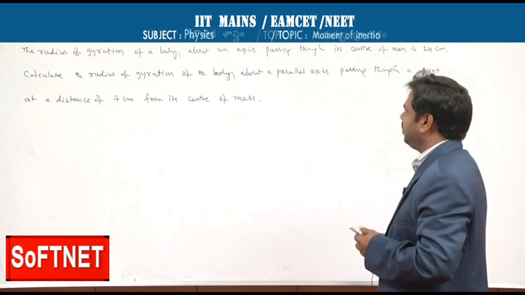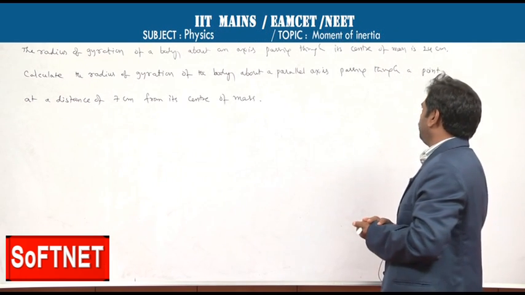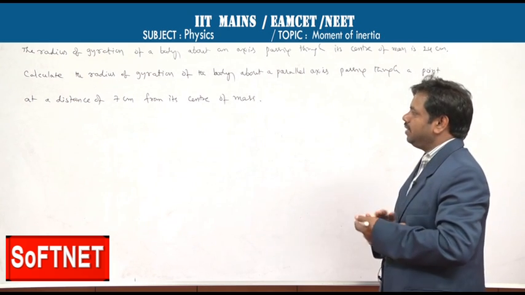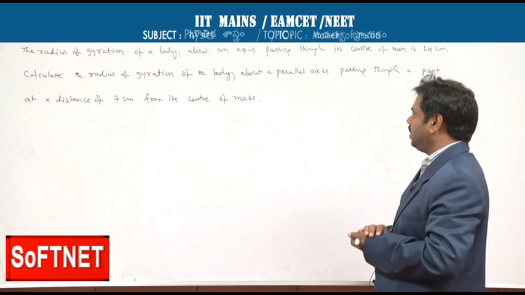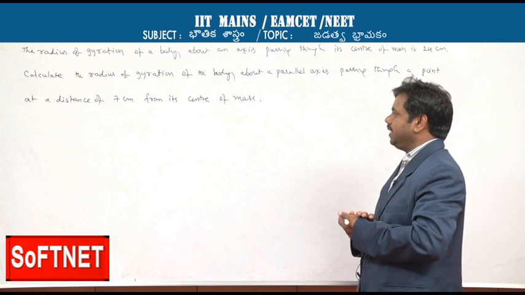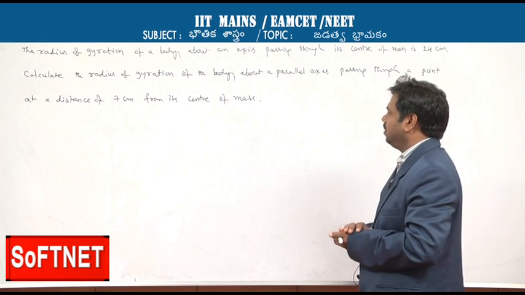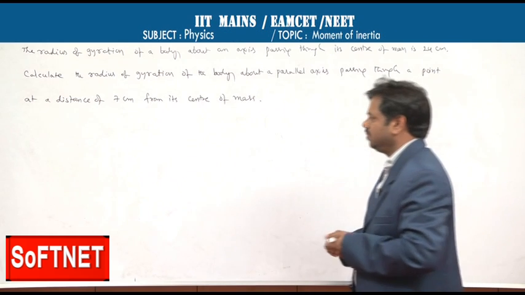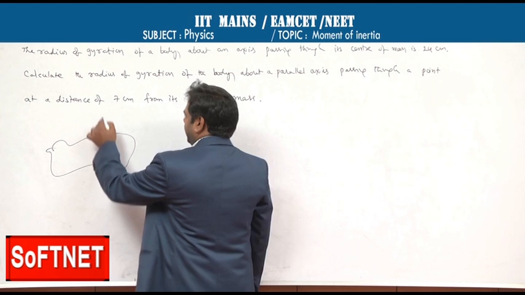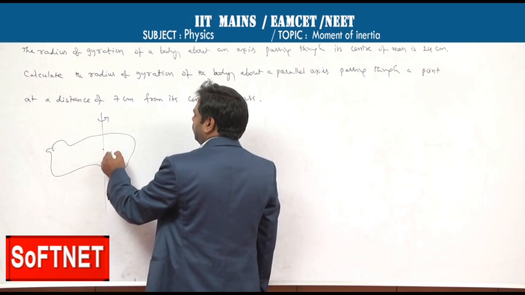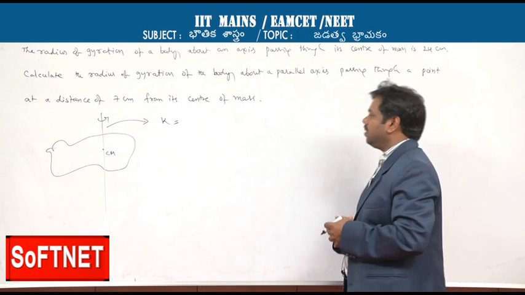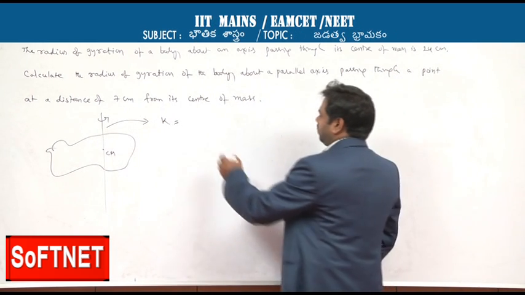The radius of gyration of a body about an axis passing through its center of mass is 24 centimeter. Calculate the radius of gyration of the same body about a parallel axis passing through a point at a distance of 7 centimeter from its center of mass. A body is given, we don't know what kind of body it is. If you take an axis passing through the center of mass, the radius of gyration with respect to this center of mass is given to you, k is equal to 24 centimeter.